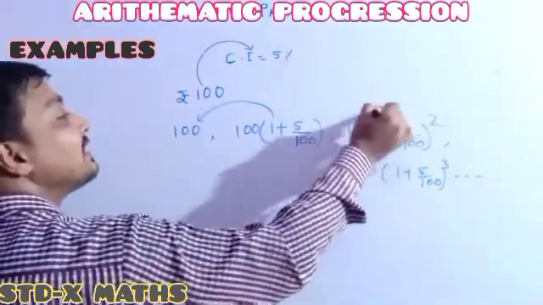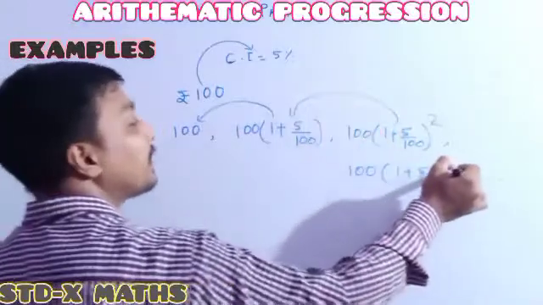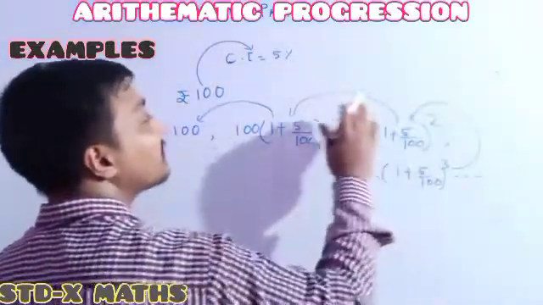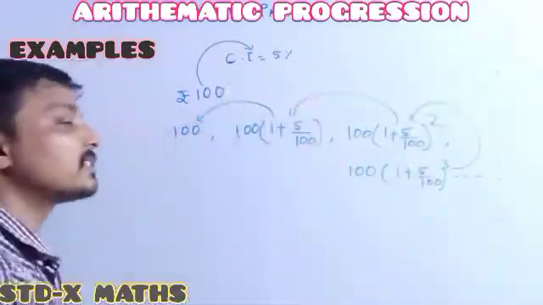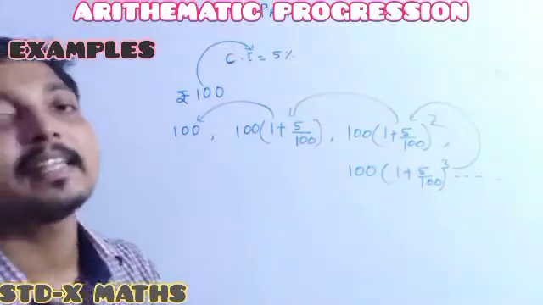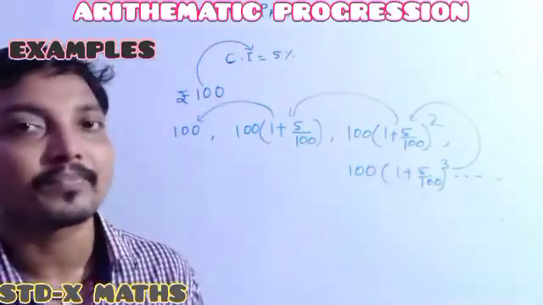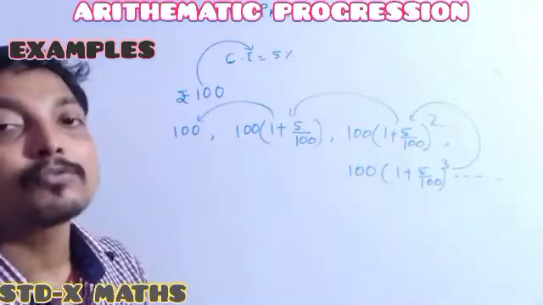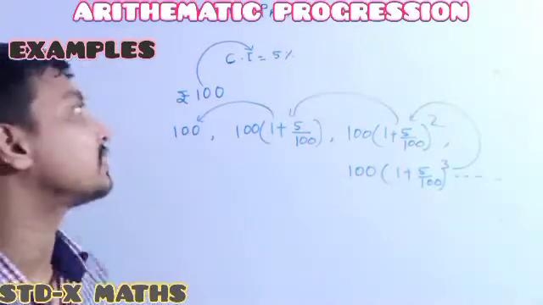And whenever you check, everywhere you will find that this difference is never the same as this difference, and this difference is not the same as this difference and this difference. So we cannot say the sequence is in AP. Understood? Now I want to show you a few extra questions.